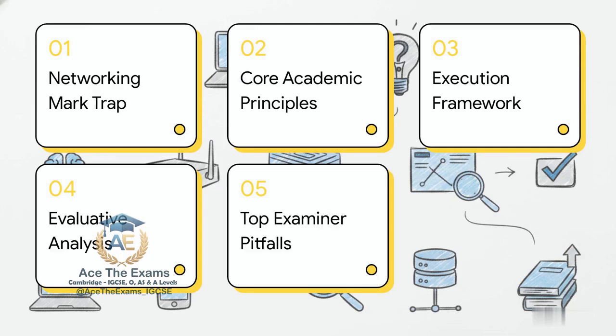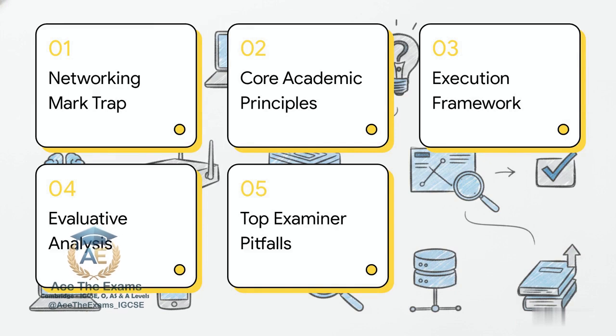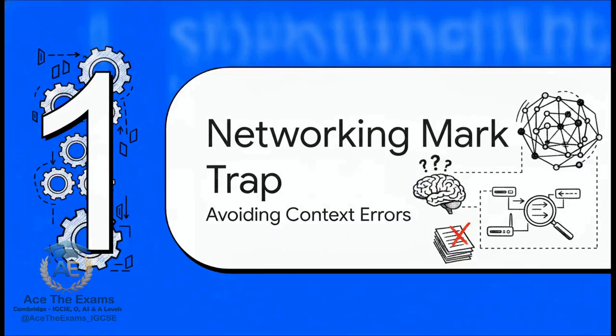Here's our algorithmic sequence for today. We'll hit the networking mark trap, core academic principles, the procedural execution framework, evaluative thinking and analysis, and finally, top examiner pitfalls. All right, let's kick things off with part 1, the networking mark trap.